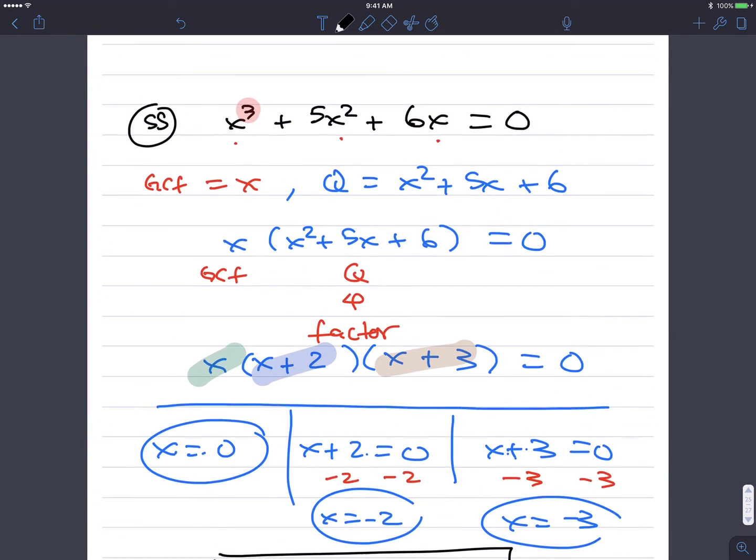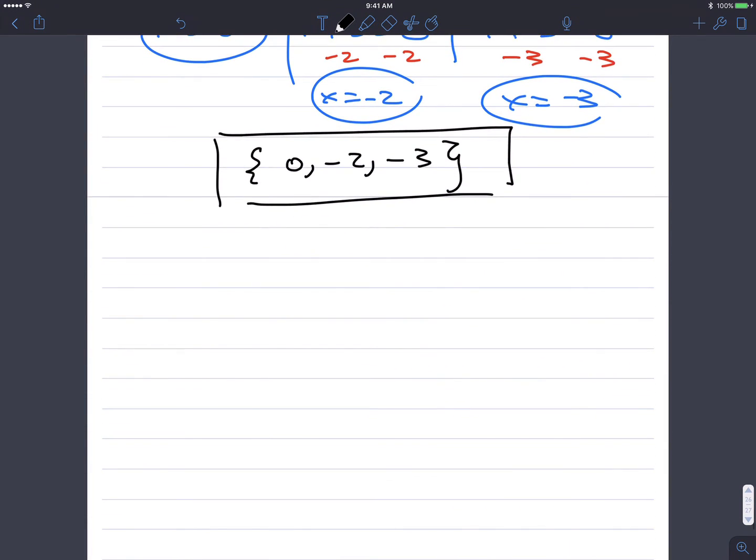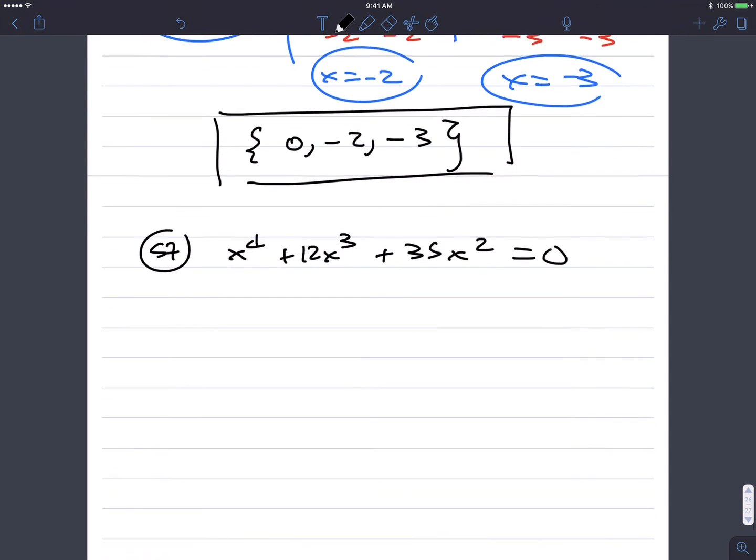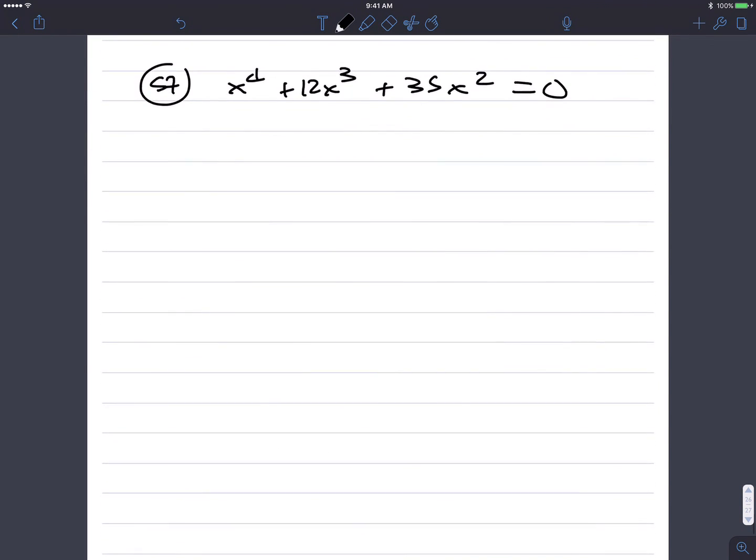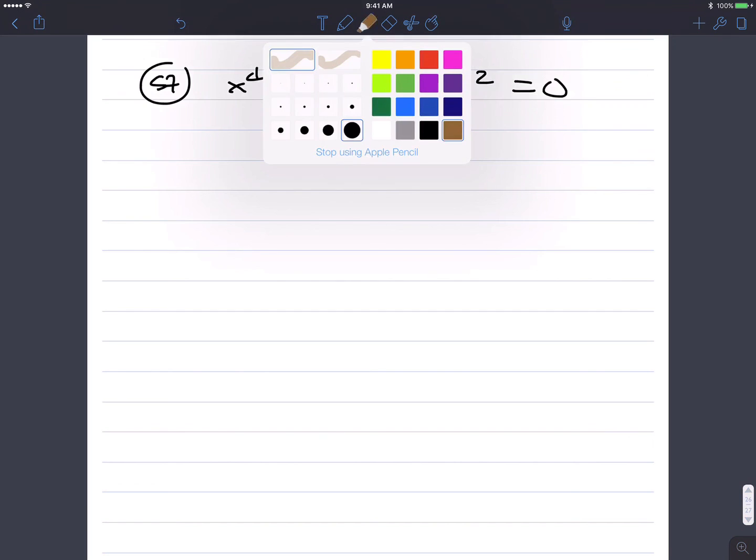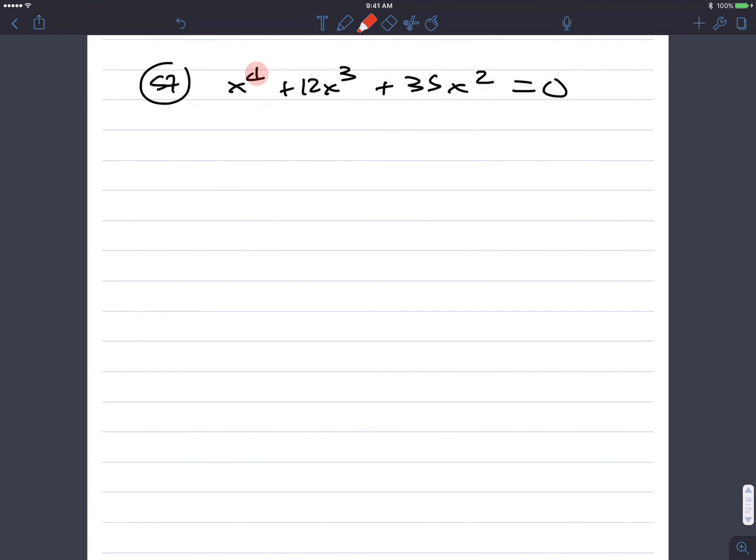Let's try another one. This is number 55, so this would be 57. If we number this the way it should be, it'll be x to the 4th plus 12x cubed plus 35x squared is 0. Again, we're going to notice that this situation is considered a higher order equation.